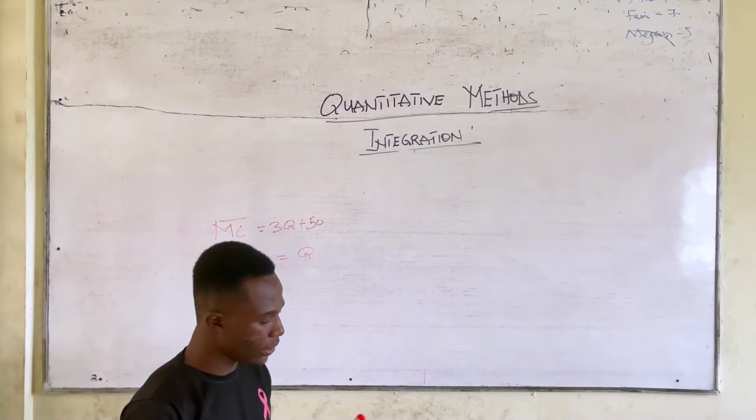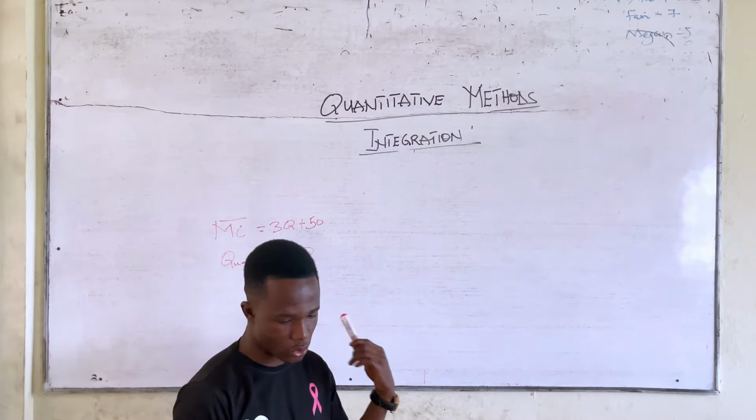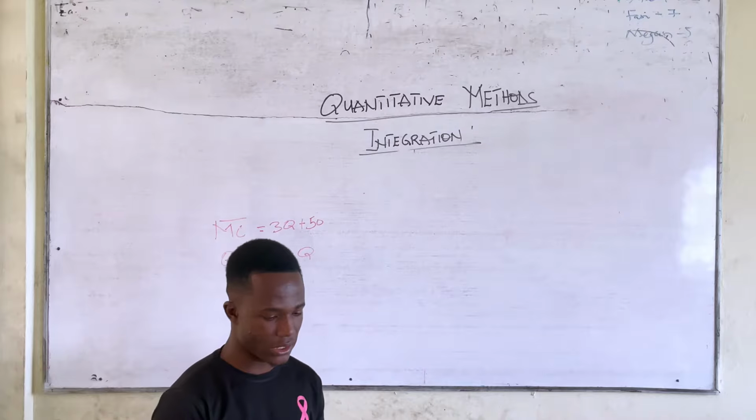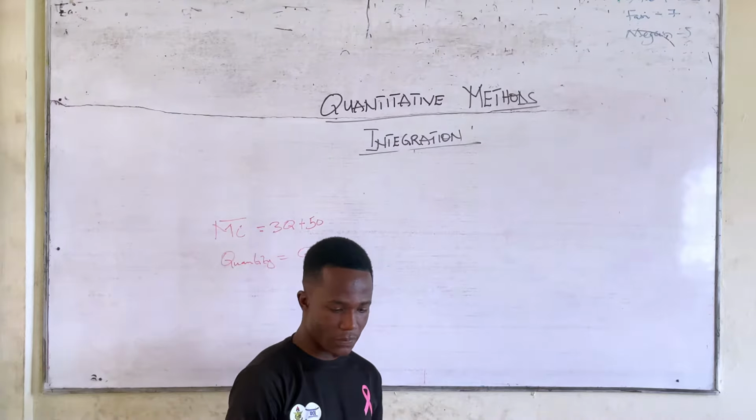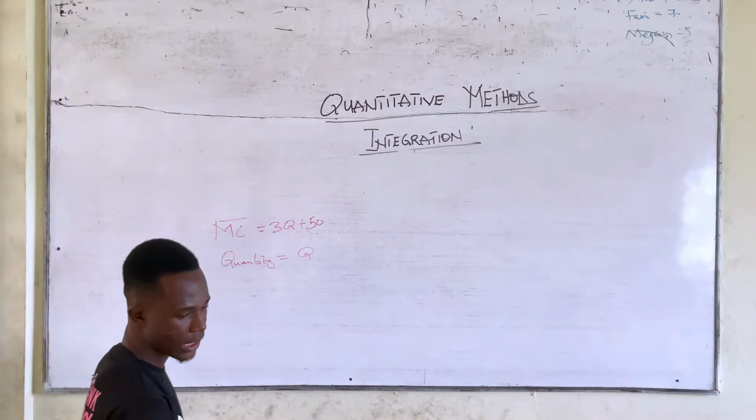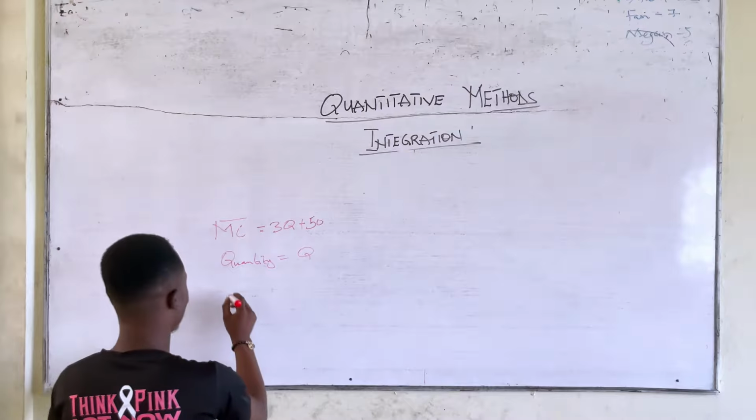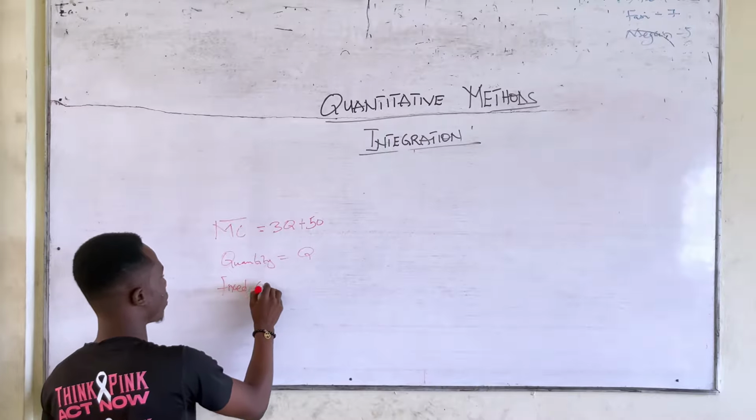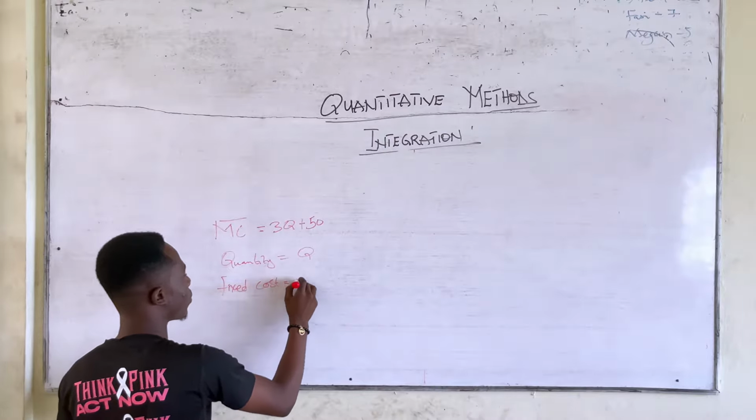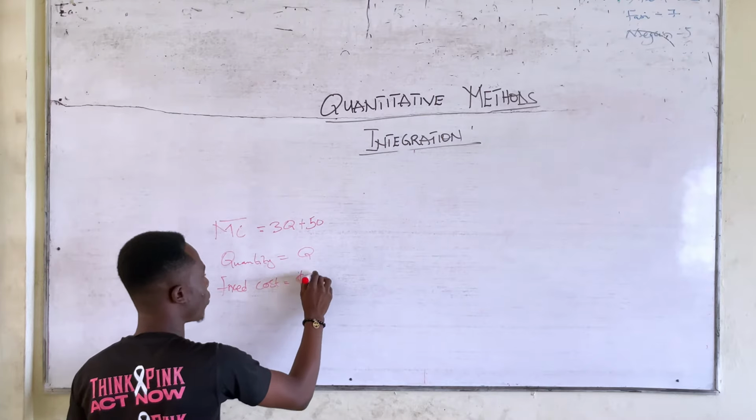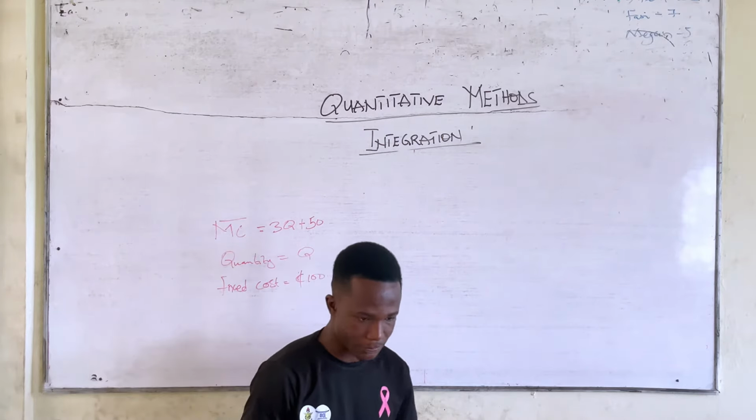And the cost is in what? Cedis. So in monetary terms, we have to represent it by what? Cedis. If the fixed cost related to the product amounts to what? 100 Ghana cedis per month. So we have fixed cost, and that is what? 100 Ghana cedis per month.